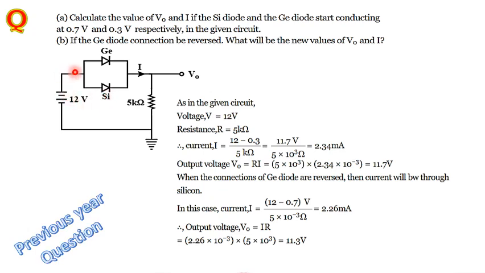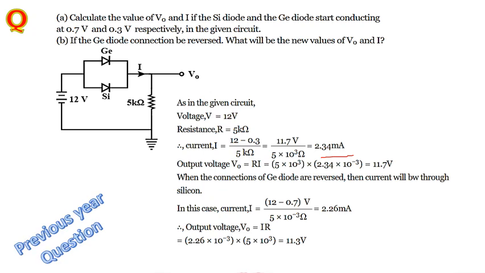Current will always try to flow from high potential to low potential. Between 0.7 and 0.3, the one having low potential is germanium, so immediately the current will travel in this direction. No current will move over here because this has the higher barrier. Current will always prefer the easiest route. So 12 minus 0.3 divided by 5, what you are going to have here is 2.34 milliampere. You just simplify this one, you can understand here 2.34 milliampere.